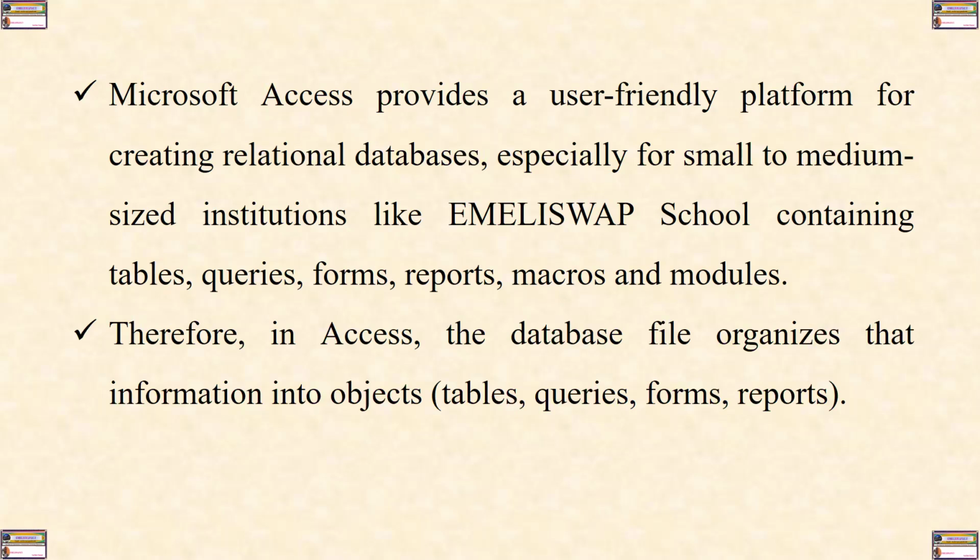And therefore, in Access, the database file organizes the information that you have into objects, which are tables, queries, forms, and reports. Tables, as we are going to see later, are the ones used to hold the pieces of information or the data. The query is an aspect of processing where you generate a question from the data in your tables, and you can generate certain useful information. You can ask your database a question and you get a reply through a query.